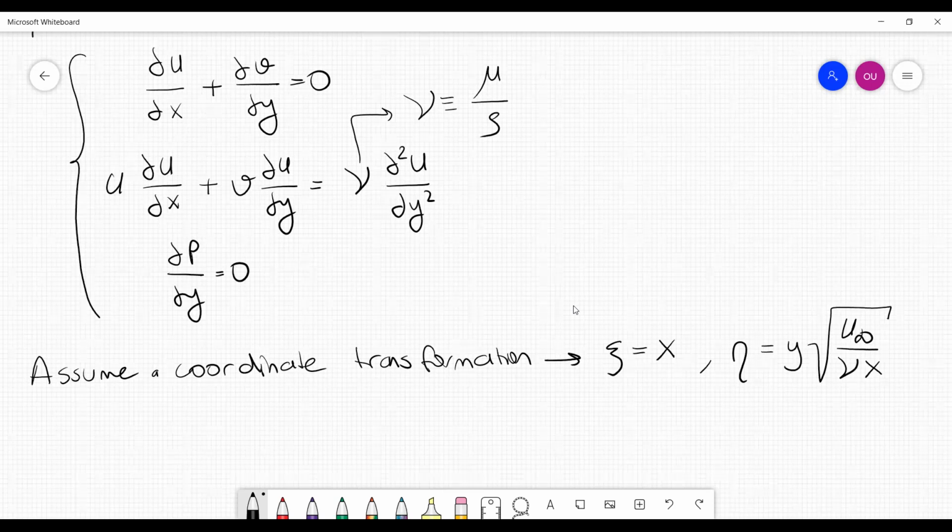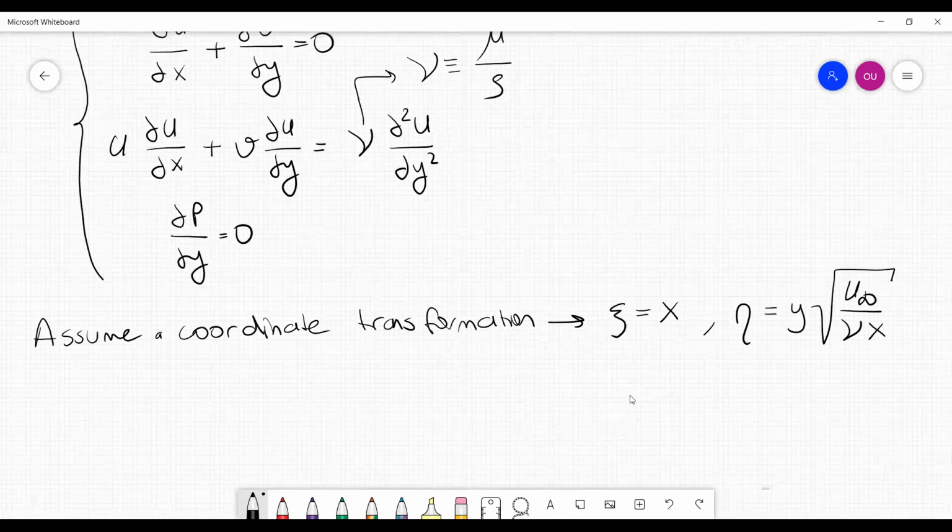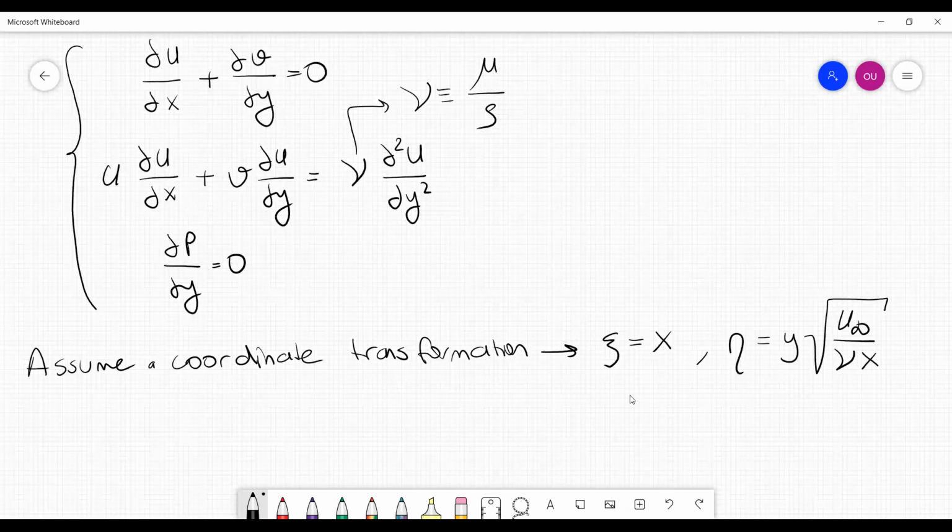Okay, so that was the coordinate transformation proposed by Blasius. What he is basically proposing is, instead of writing these equations as partial derivatives with respect to x or partial derivatives with respect to y, write the same equation with partial derivatives with respect to psi and partial derivatives with respect to eta, hoping that that will simplify this equation set mathematically, okay?